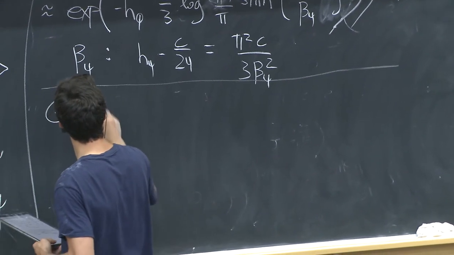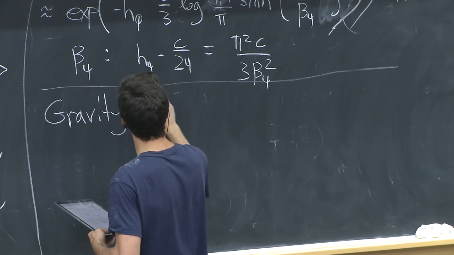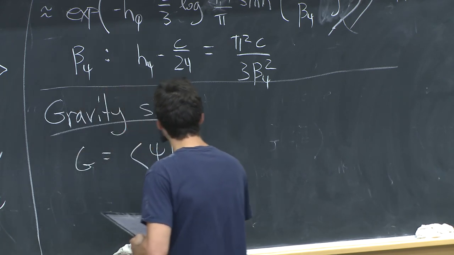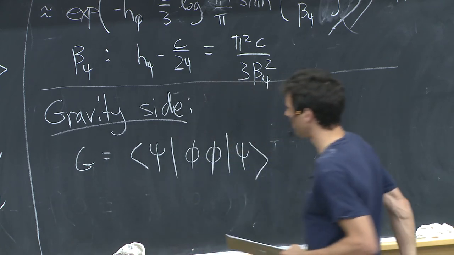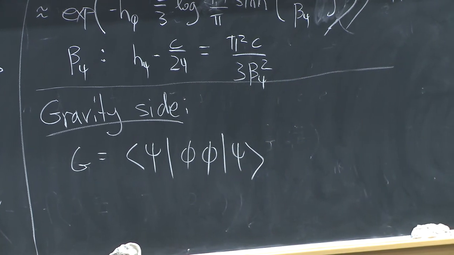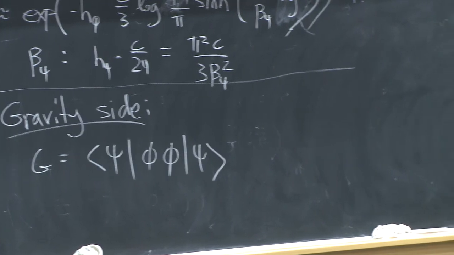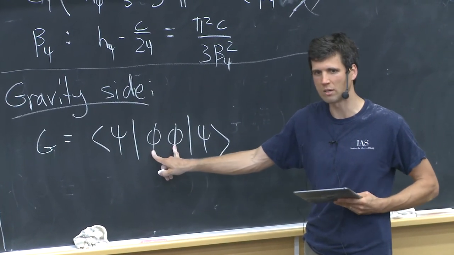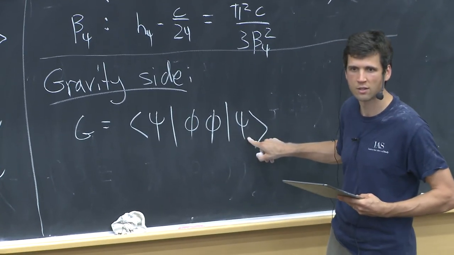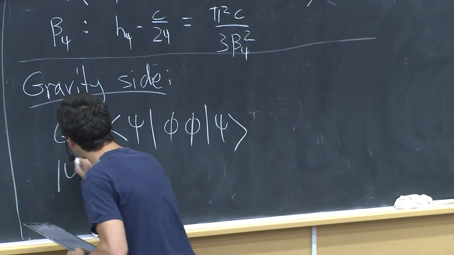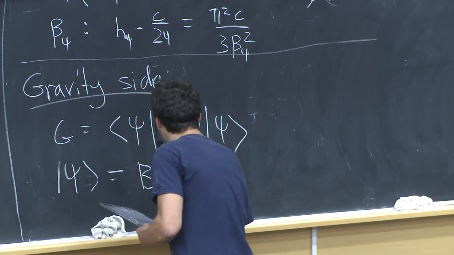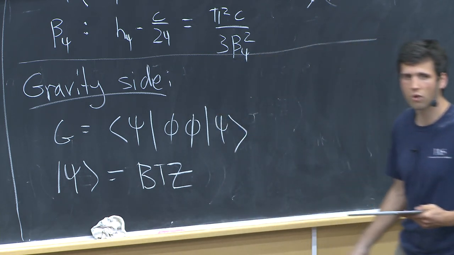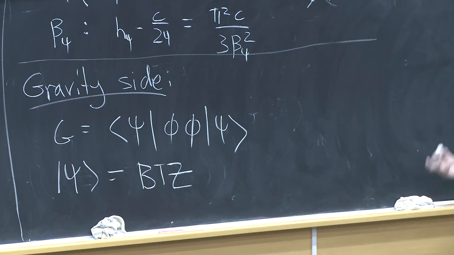Now the gravity side. Let me first rewrite this correlator in a suggestive way by moving the psis to the outside and putting bras and kets. We can think of this heavy, heavy, light, light correlator as being a light probe or a medium probe of a heavy state psi. We said that heavy states are things that back react on the geometry. So if you take psi to have a large enough conformal dimension, then you just expect it to be a BTZ black hole.